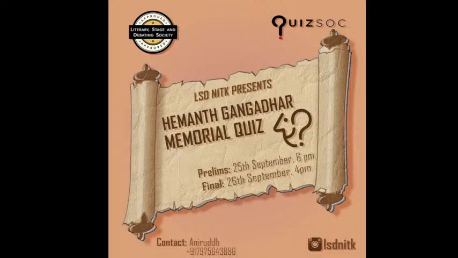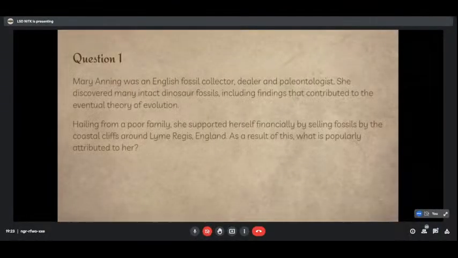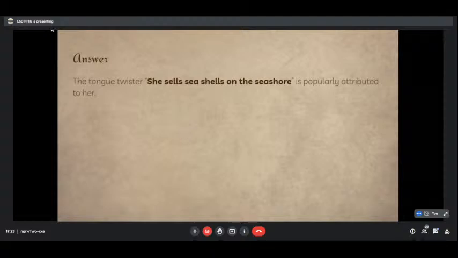Anyone want to unmute and tell me what they think the answer to this is? Think about the fact that she's selling fossils by the cliffs. Seashells by the seashore. Yeah, that's perfect. The phrase, the tongue twister, she sells seashells by the seashore, is attributed to her. Next question.